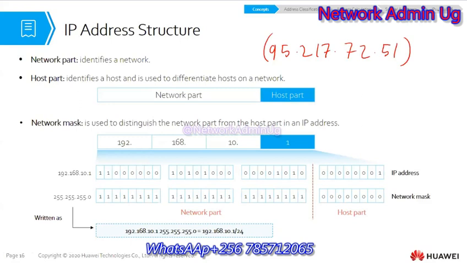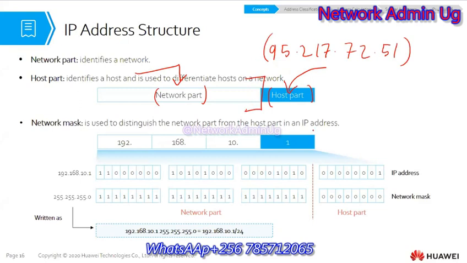Now, what is the structure of an IP address? We have mainly two parts of the IP address: the network part and the host part. The network part represents the network ID, the network bits. The host part represents the host side, the bits that will be used by the host. Take note of this: always the network part is the same in the whole subnet, in the whole network.